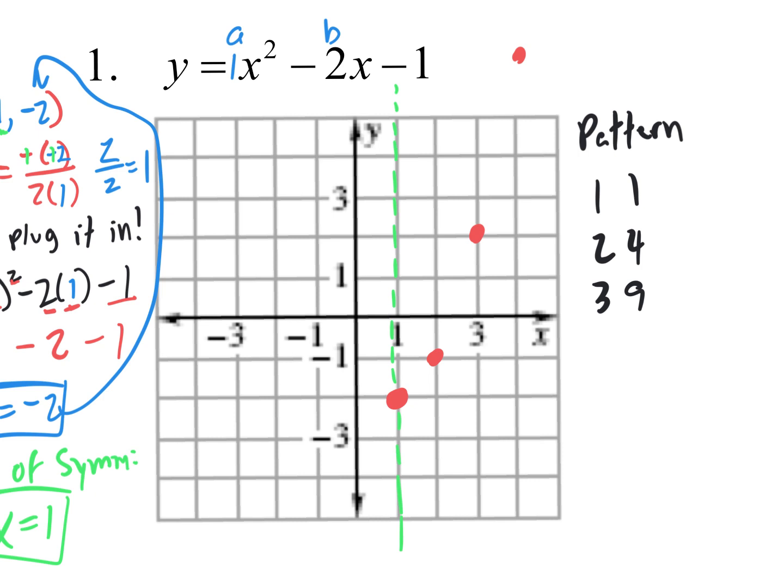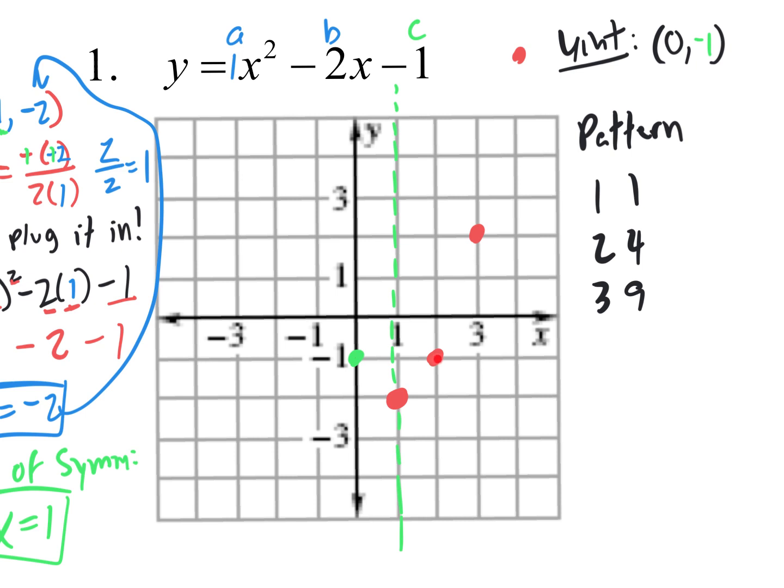Anyway, what else could we state? We could state the y-intercept. That's pretty easy to do. The y-intercept, where will it cross the y-axis? It's going to be (0, c value). And the c value is negative 1. So we could clearly see that (0, -1) is right here. And that makes total sense.